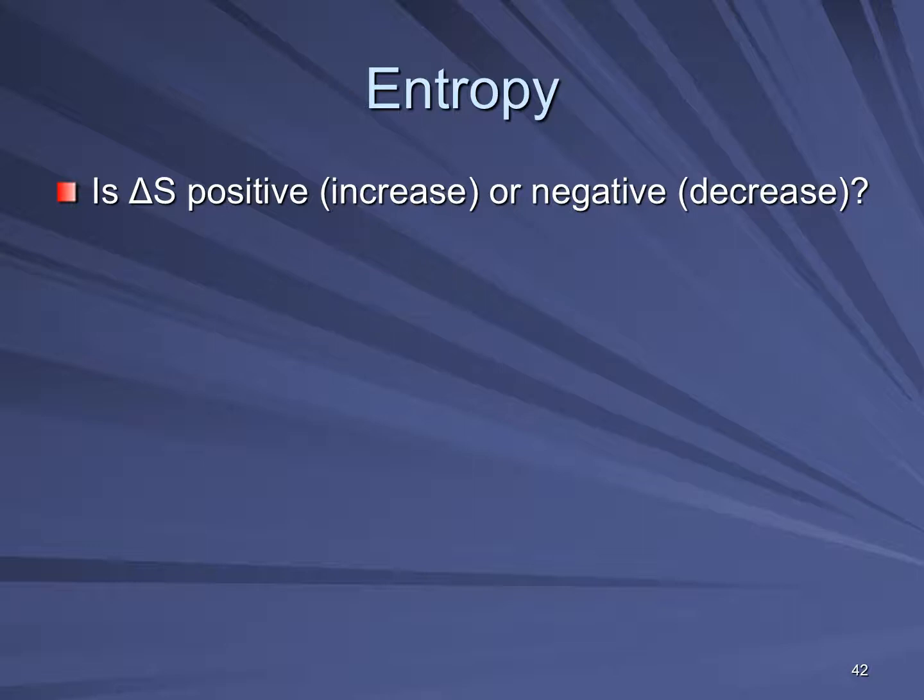So in these examples, tell me if delta S is going to be positive, meaning an increase in entropy, or negative, meaning a decrease in entropy. H2O liquid to H2O gas. Okay, so we are increasing disorder because we're going from a liquid to a gas, so delta S should be positive.